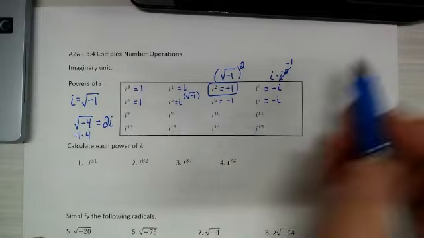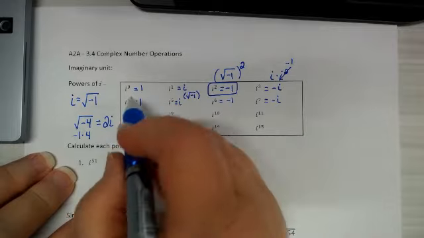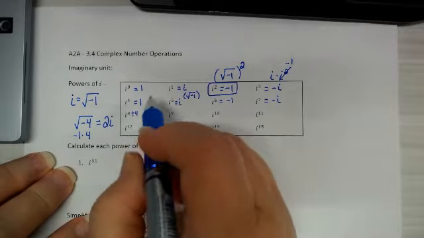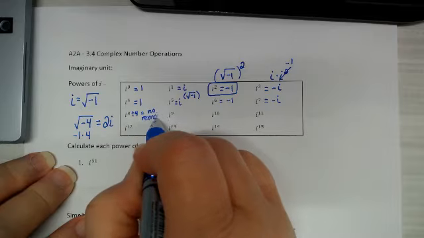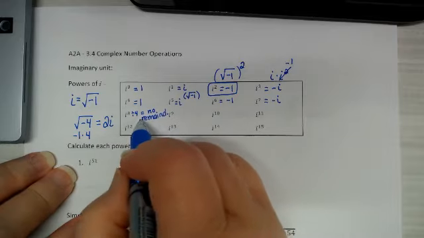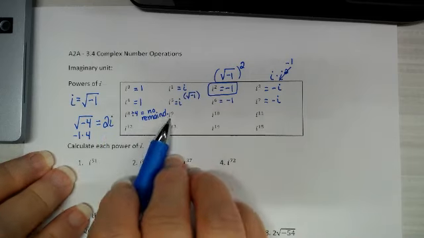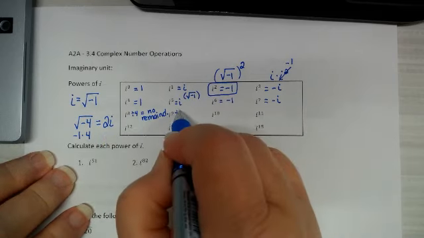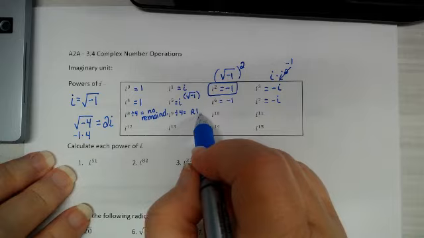Here's what you do. You take your power and you divide it by 4. So on this one, 8 divided by 4 leaves you no remainder. No remainder means 0, so it's i to the 0. i to the ninth: if you take 9 divided by 4, you get a remainder of 1. So that's i to the first.